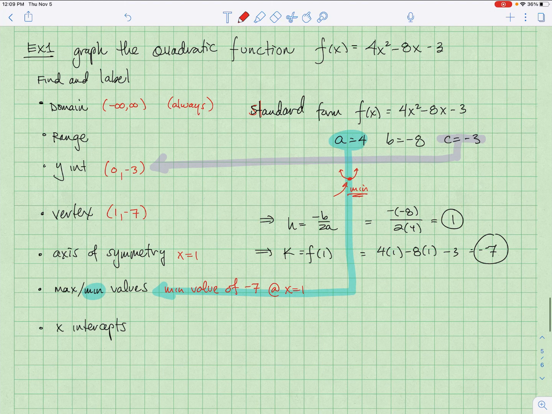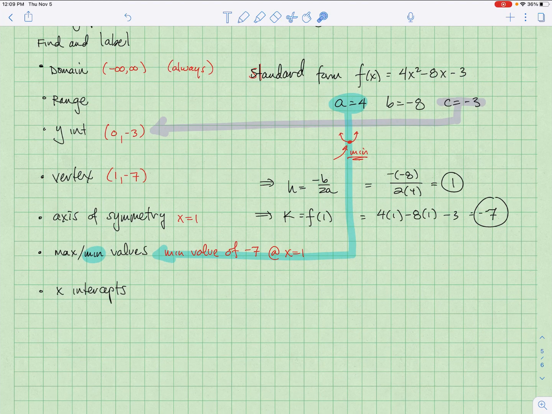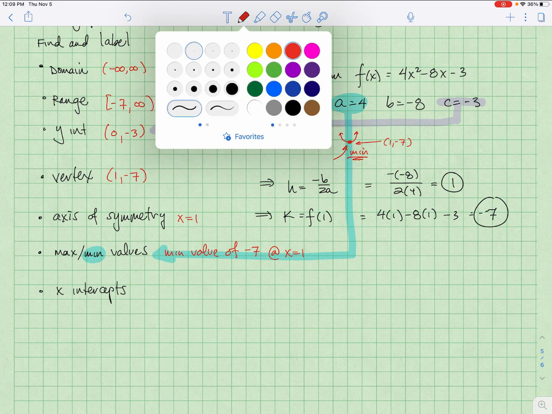The range, though, because this parabola opens upward and it goes as low as a value of negative 7, the range has to go as low as negative 7 and up to infinity. So we're really getting a lot from the vertex right there. And then what's left? The only thing that's left is the x-intercepts. And I guess we can just use the quadratic formula for that.